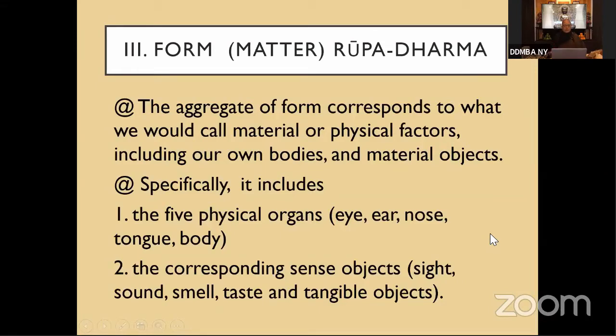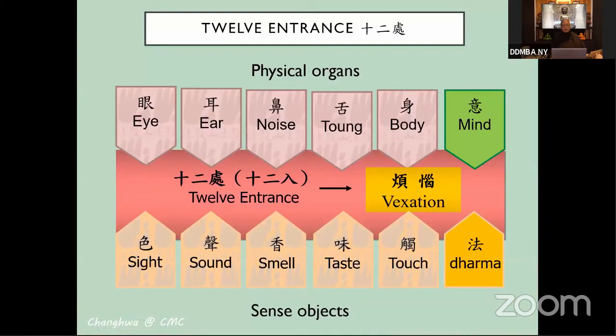Of the so-called 6 organs, you can see on the pink part, except for the mind, the rest, the 5, are the organs that we are going to talk about today. The mind, we have talked about in the previous talk, which are the mind consciousness and the mental factors.